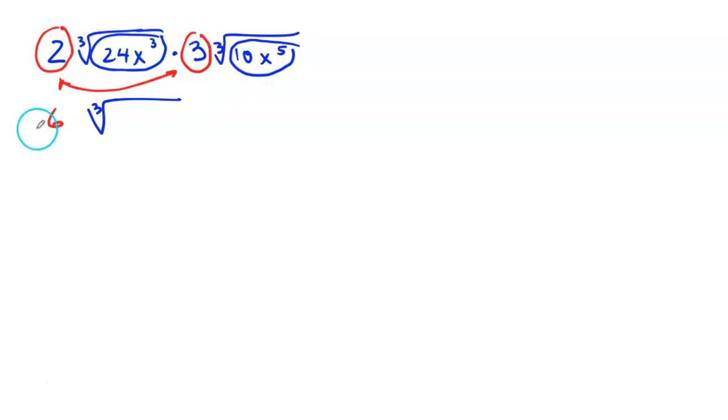Outside with outside, I got a 6. 24 times 10 is going to give me 240. X cubed times x to the 5th, I add the exponents. X to the 8th. I hope you're seeing that 8 and that 3, that's not divisible precisely. So I've got to do something. First things first, I've got a 240.